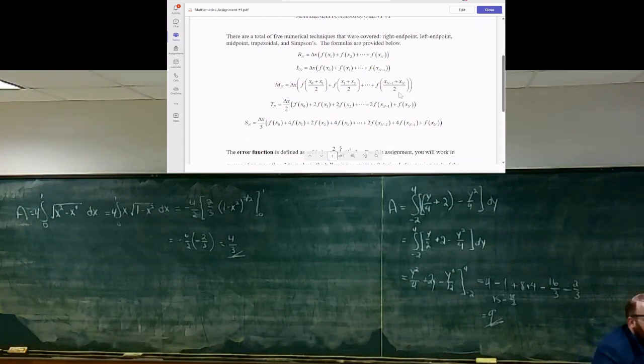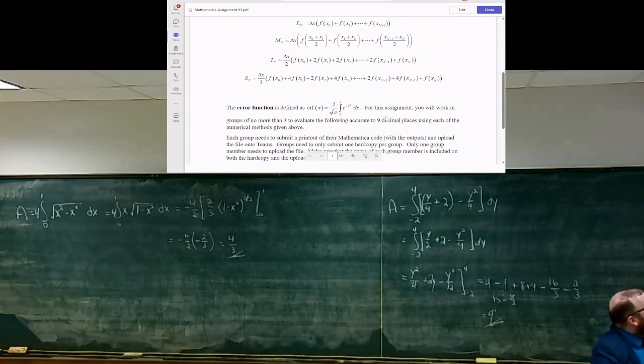All right, so just giving you a brief review of the numerical techniques. Error function: 2 over root pi times the integral from 0 to x of e to the minus t squared dt. That should probably be t squared dt, but it doesn't matter.